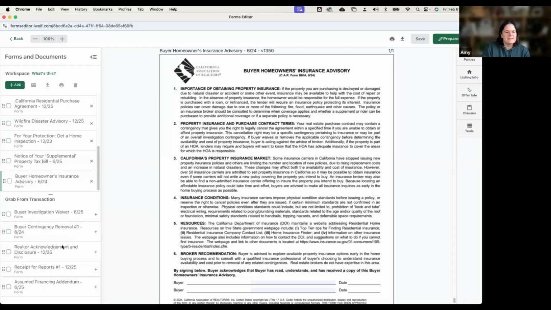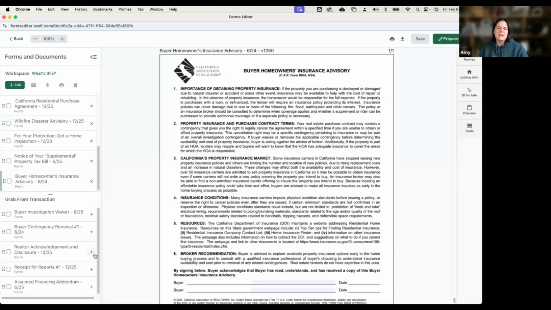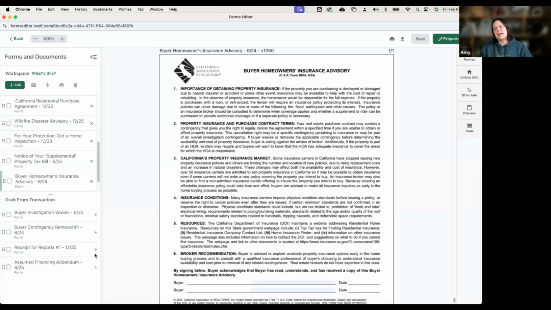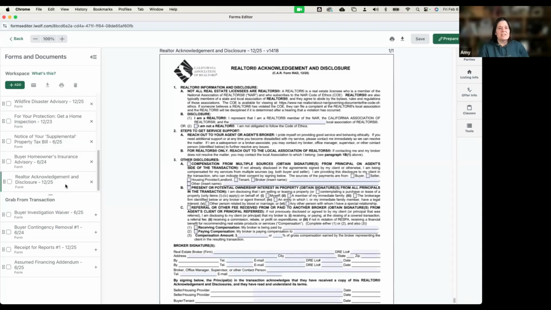All right, let's see here. The other one that we have now is the new form that came out in December, the Realtor Acknowledgement and Disclosure. That one talks about the benefits of going with a realtor versus just a real estate agent. Somebody who's a member of the National Association of Realtors, and in turn, the California Association of Realtors and the Northern Solano Association of Realtors, or whatever local association you belong to. This talks about what value there is in choosing a realtor over just a real estate agent.